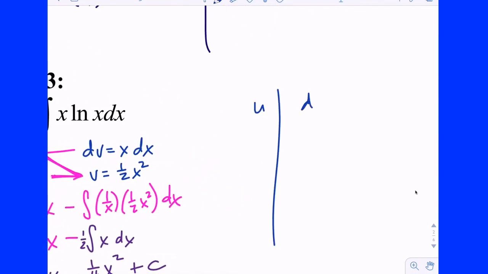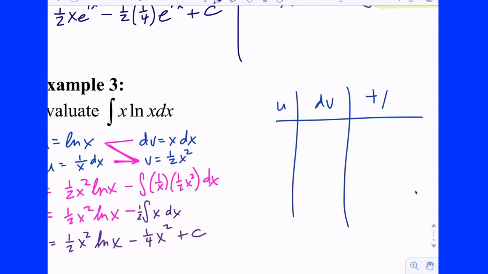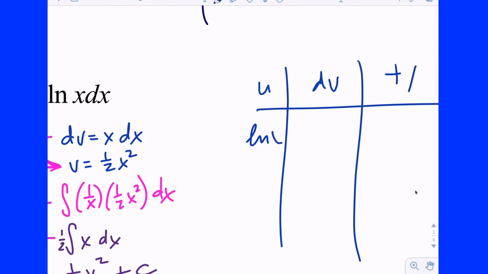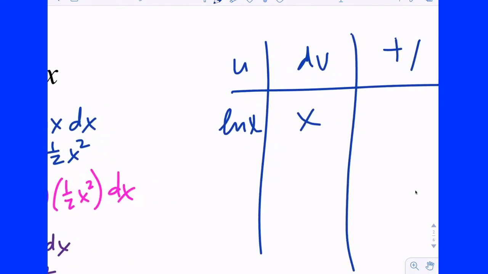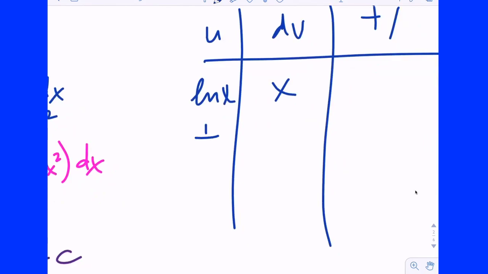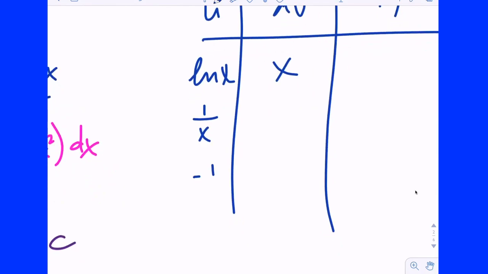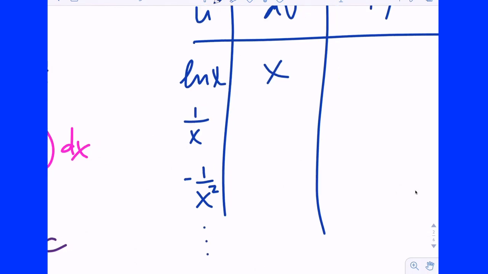U, dv, plus, minus. Those are your columns. Here, remember, we had to let u equal the natural log of x, and dv had to equal x. Now, when we take the derivative of this column, we get 1 over x. The next one would be negative 1 over x squared, and so on and so forth. We're not going to hit 0, so we don't know when to stop. So I'm just going to stop there. If I need more, I'll generate more.